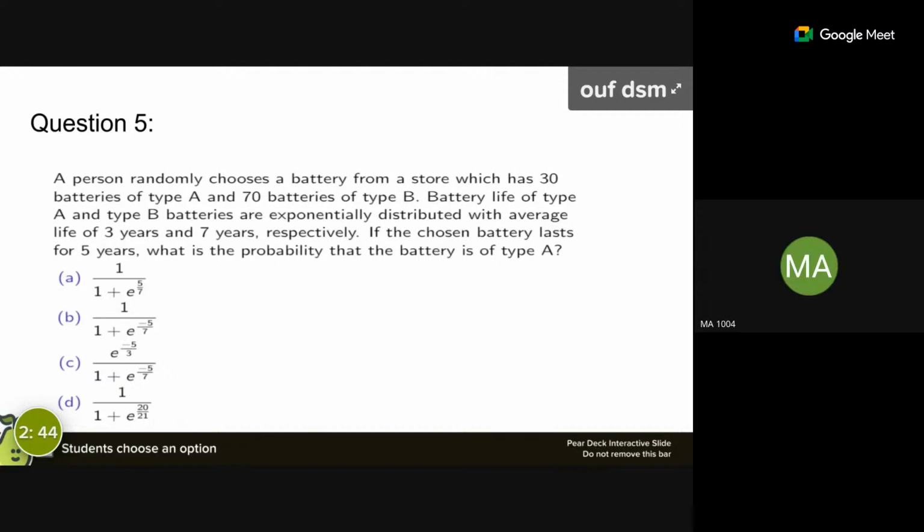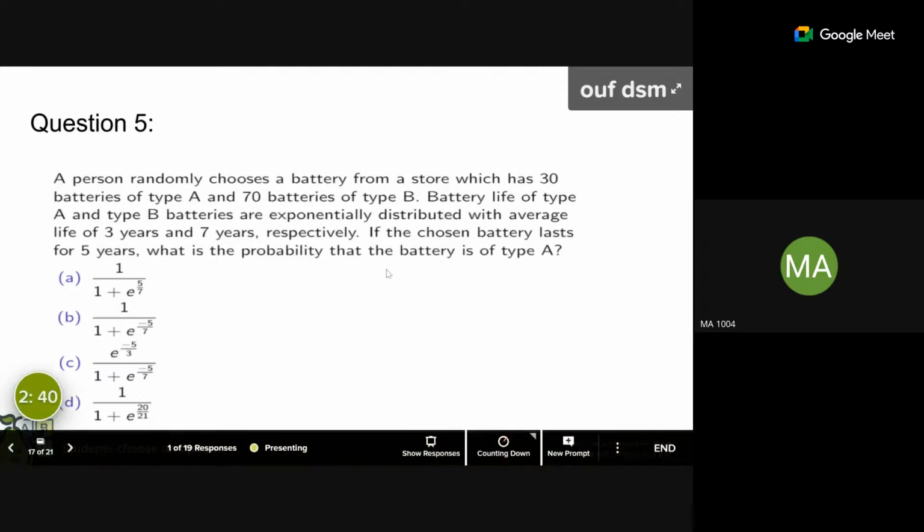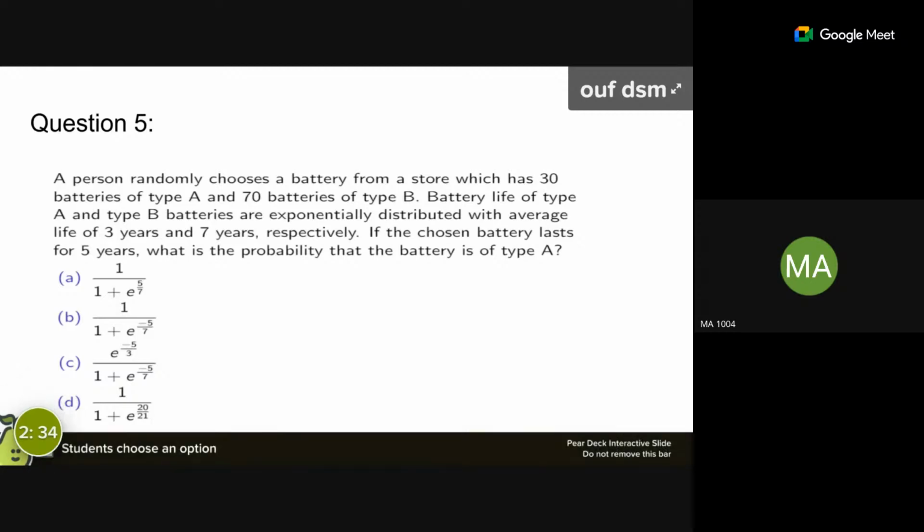Now in this particular question, they have asked about the probability that the battery is of type A. That means picking up a battery from type A is your success, which you will say is 1. I leave it to you to define the probabilities of that Bernoulli random variable. Then this is your one random variable X.